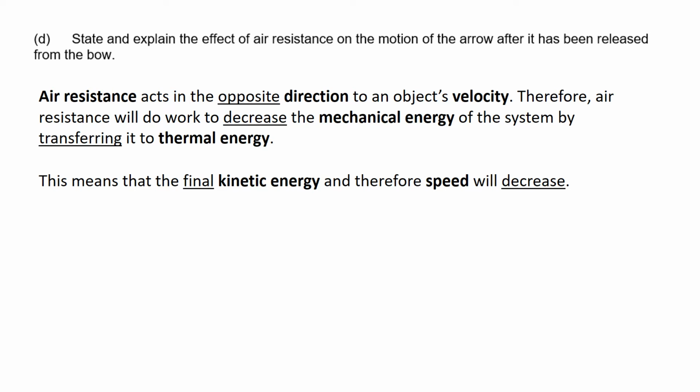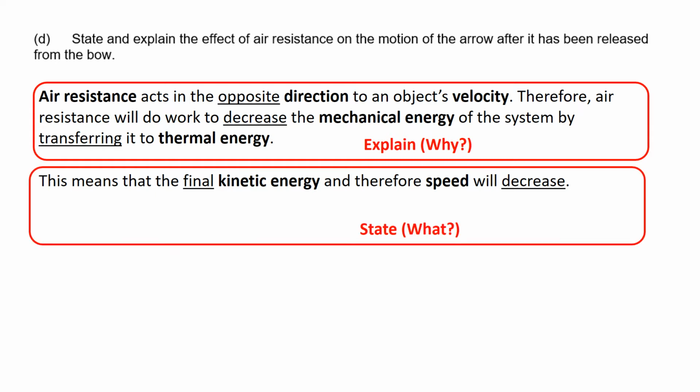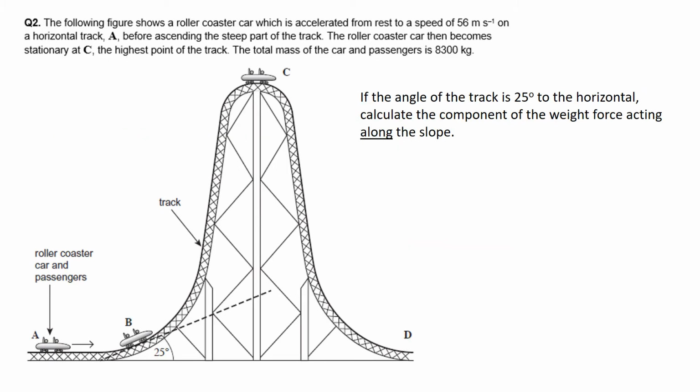And that's going to mean if kinetic energy goes down, the speed is going to decrease. So it asked us to state and explain. This part of the top would be the explaining part, essentially answering the question, why did that happen? And then the stating essentially answers the question, what happened: the speed would decrease. So those would be our two parts. Okay, so let's move on to question 2.